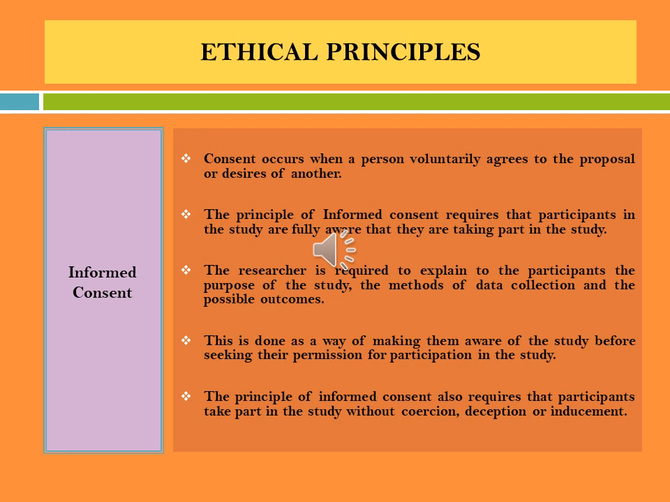Steps are required to comply. Consent occurs when a person voluntarily agrees to the proposal or desire of another. The principle of informed consent requires that participants in the study are fully aware that they are taking part in the study. The researcher is required to explain to the participants the purpose of the study, the methods of data collection, and the possible study outcome. This is done as a way of making them aware of the study before seeking their permission for participation in the study. This principle also requires that participants take part in the study without coercion, deception, or inducement.